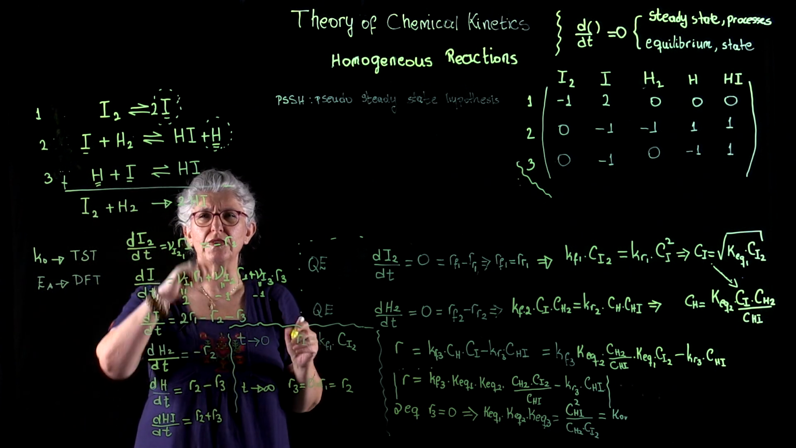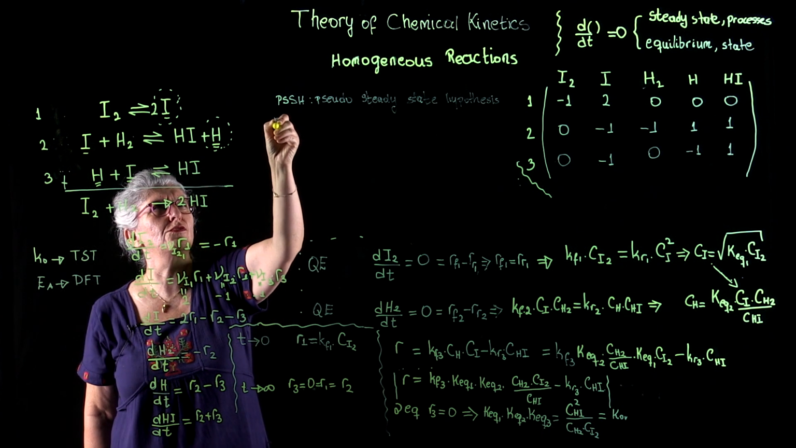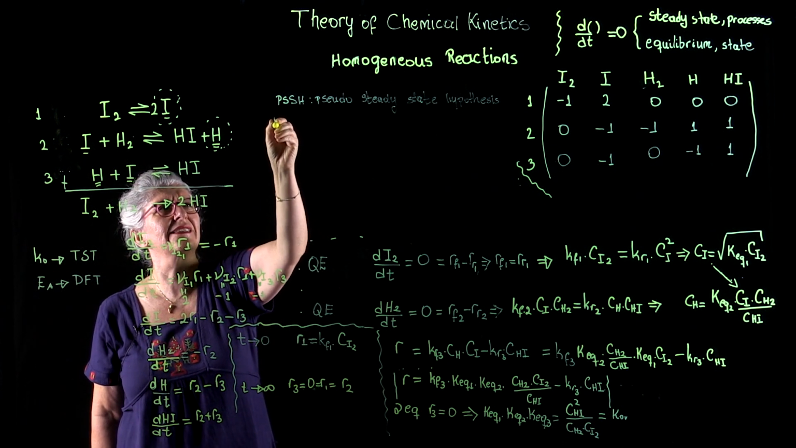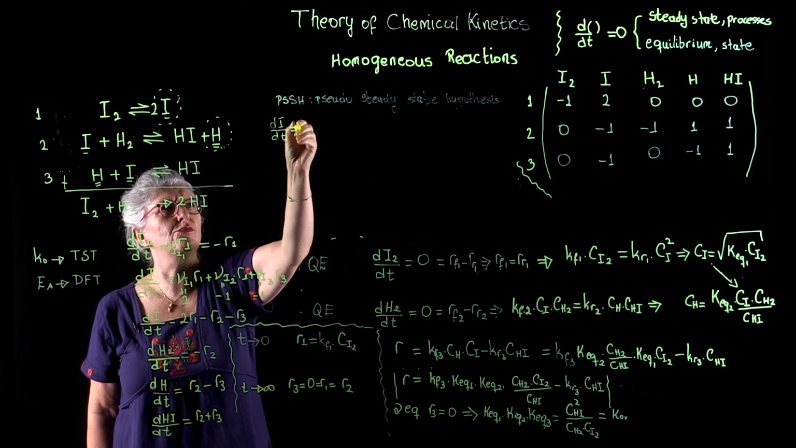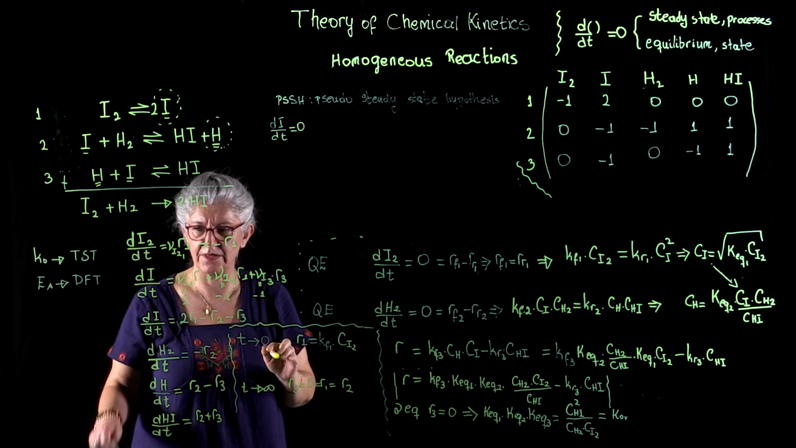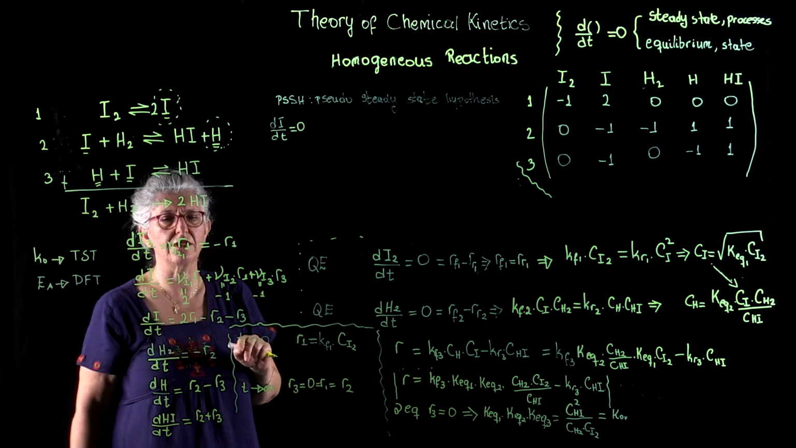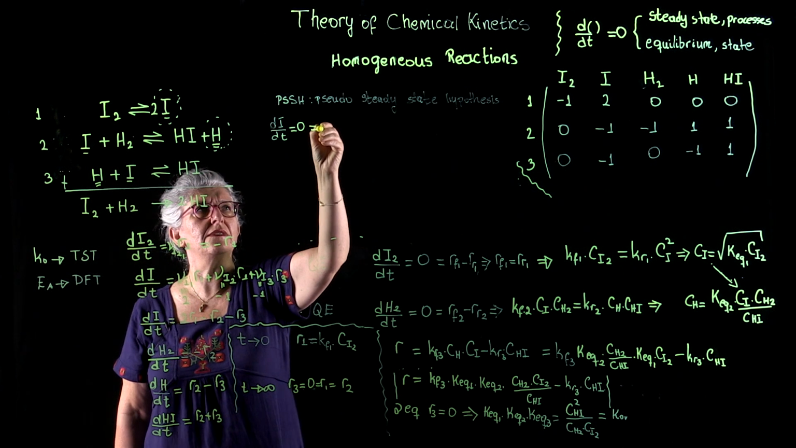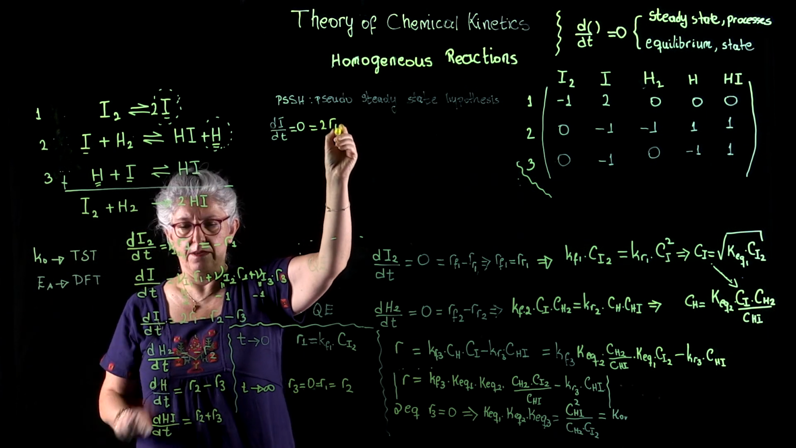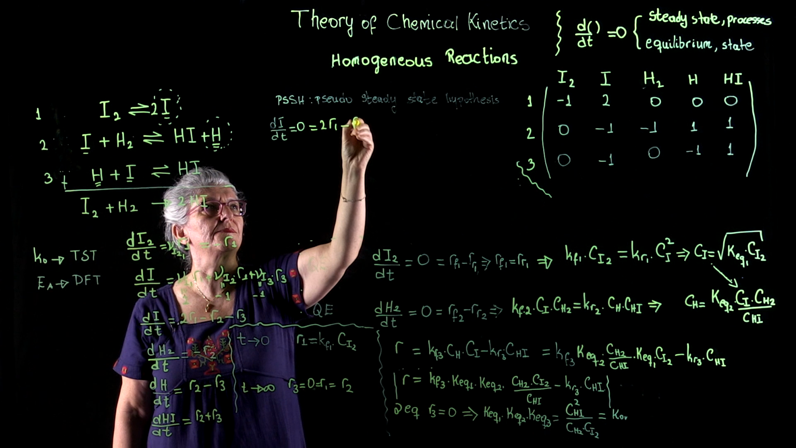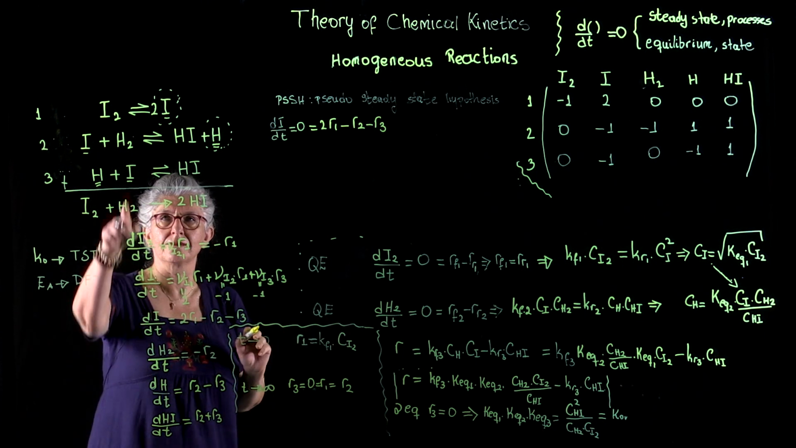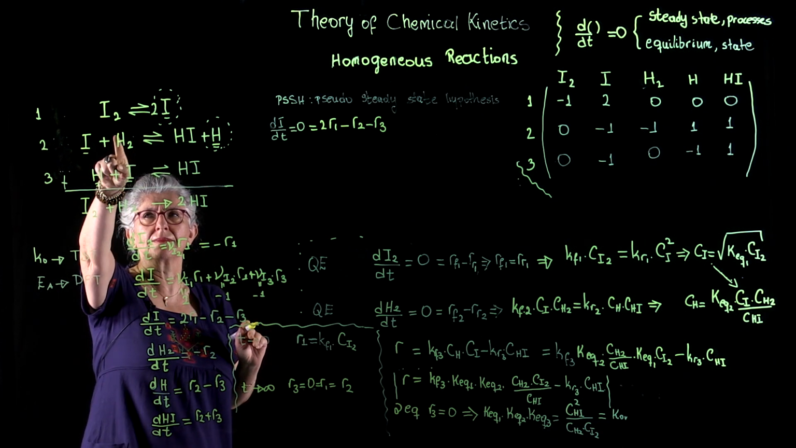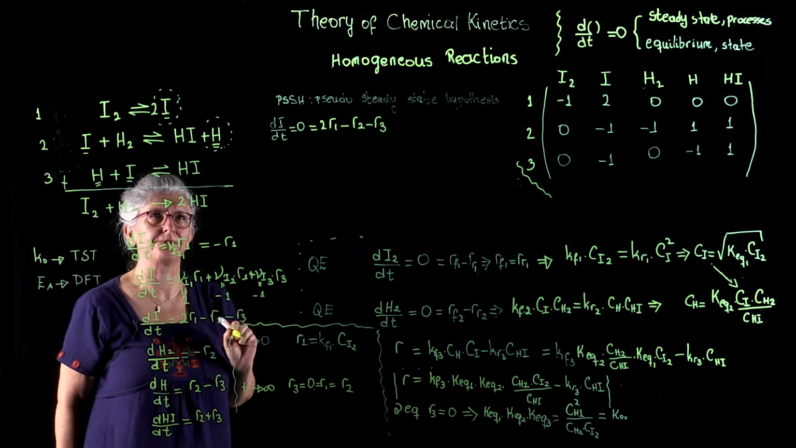So for the pseudo-steady state hypothesis, you're going to have dCI over dt to be equal to 0. What was that? dCI over dt was equal to 2r1 minus r2 minus r3. That, and that, and that.